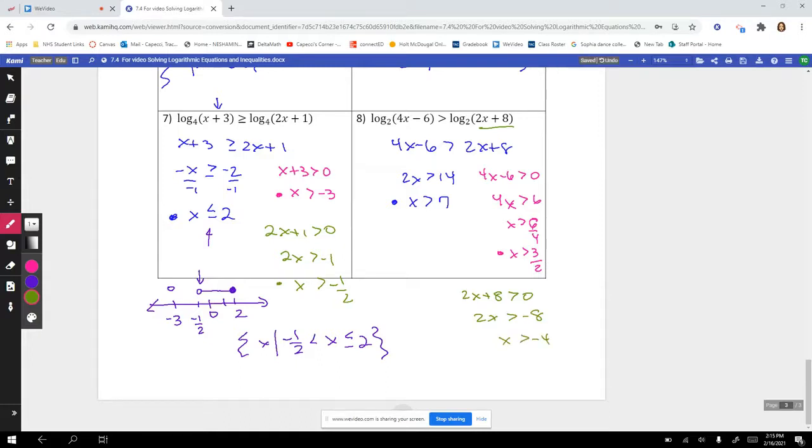Now, we have all these greater thans, right? x is greater than 7. And it has to also be greater than 3 over 2. It also has to be greater than negative 4. So in order for that to be true, we have to go with a higher value. So our final answer is x such that x is greater than 7.